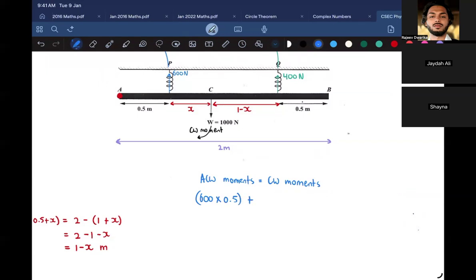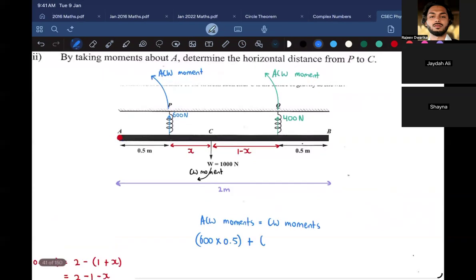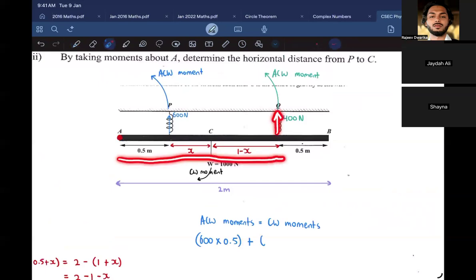Yes. Then we're going to add that to the other anti-clockwise moment. So tell me, Jada, this force here is 400 newtons, and how would we calculate how far it is from the pivot? I promise it's not as hard as you think. You would add 1 meter to the 0.5 and get 1.5 meters. Right, so that's 1.5, right?